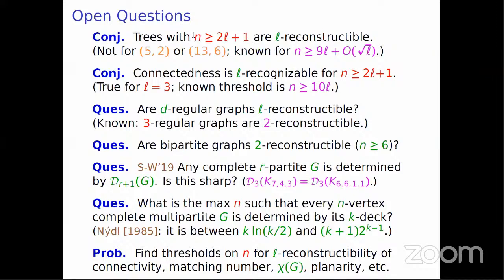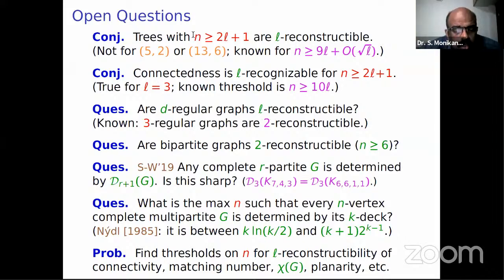It was nice that you used the counting lemma and Kelly's lemma in your early conception. You have proved trees are 3-reconstructible when n is greater than or equal to 22. Is that lower bound sharp, sir? No, we don't believe so. We believe that all trees with at least seven vertices are 3-reconstructible. Again, that's the first conjecture here: except for the pair 5-2 and maybe 13-6, we will be able to show that trees with at least 2L plus 1 vertices are L-reconstructible.